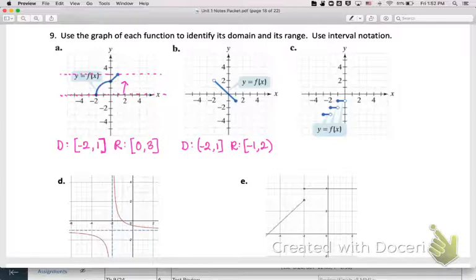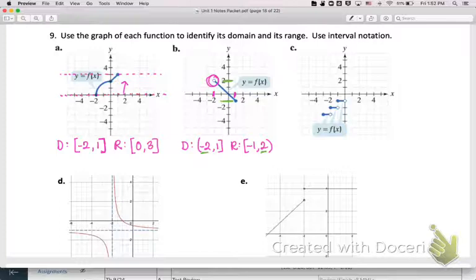So D is a little bit different because we have an open dot on one side. So for the domain, we go from -2 to 1, but -2 is not included, so that's why we use parentheses. And then for the range, we go from -1 up to 2, but again, 2 is not included, so that's why we use parentheses on those two. C, D, and E are a little bit more interesting, so let's take a second to talk about those.